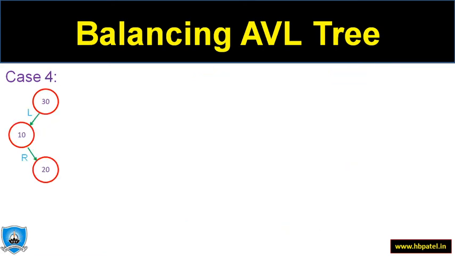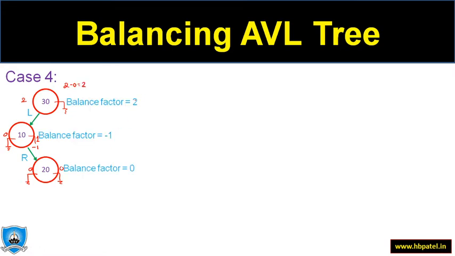And the last case is this one. Over here I am having 10 on the left hand side of 30 and 20 on the right hand side of 30. Now the balance factor of 20 is left 0, right 0, so 0 minus 0 is 0. For 10 there is nothing on the left, so it is 0, but one child on the right, so it is 1, so 0 minus 1 is minus 1. And for 30 there are two children on the left hand side but nothing on the right hand side, so 2 minus 0 is 2.